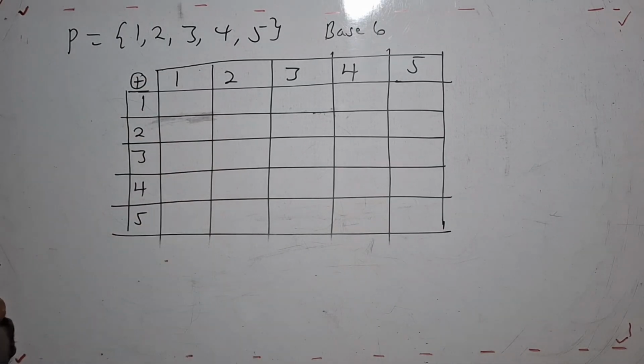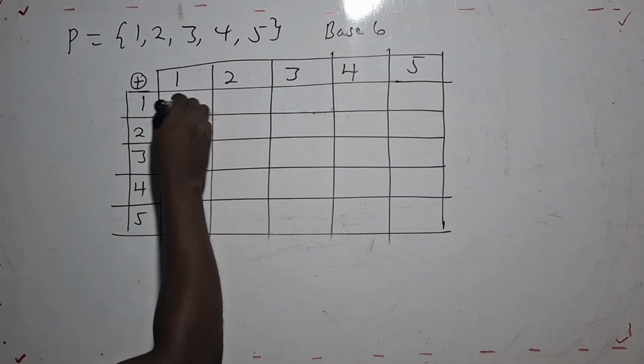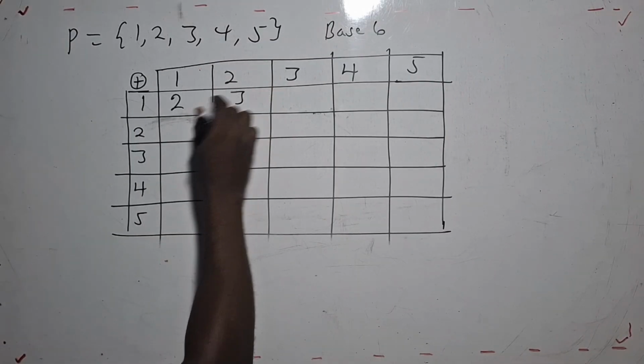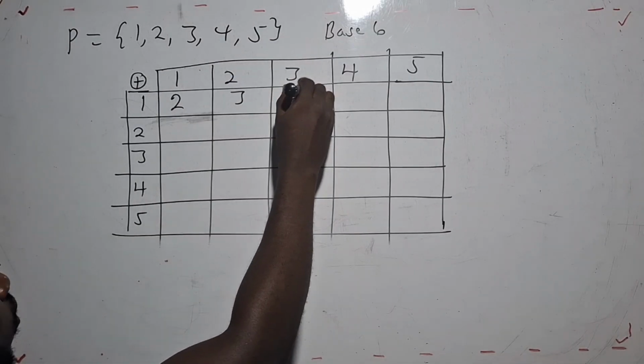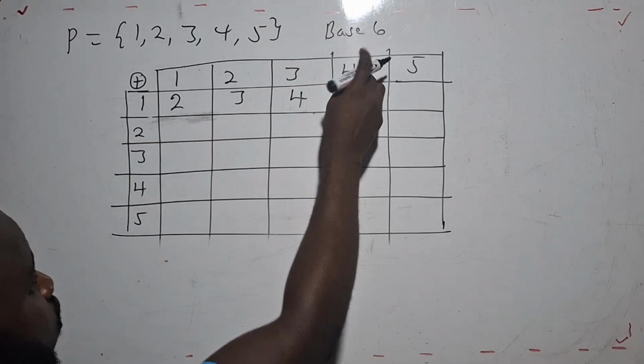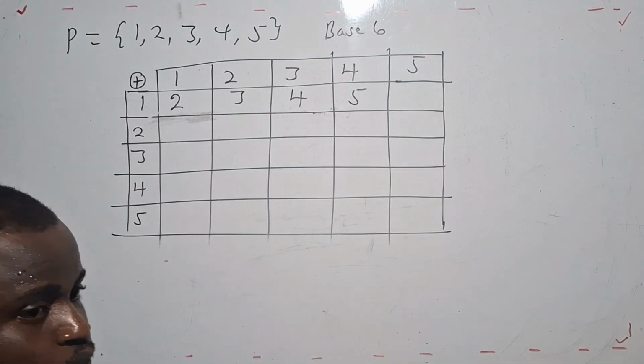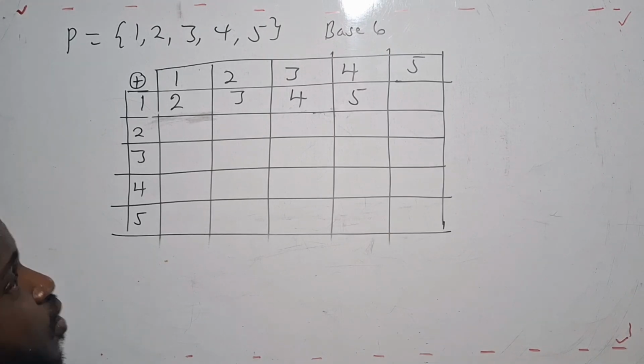Sorry, 1 plus 1 is 2. It's accepted in base 6. 2 plus 1 or 1 plus 2 is 3. It's accepted. 1 plus 3 is 4. Accepted. 1 plus 4 is 5, which is also accepted. Now 1 plus 5 is 6. 6 is not accepted in base 6.